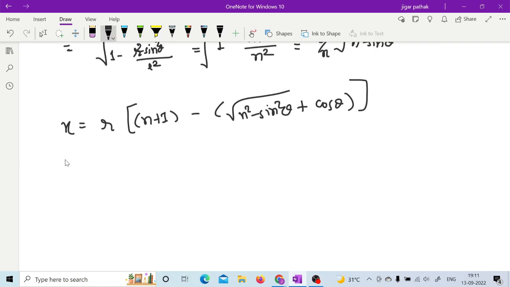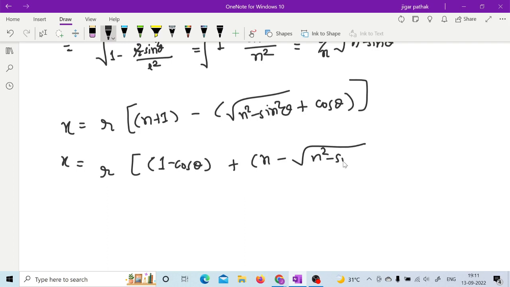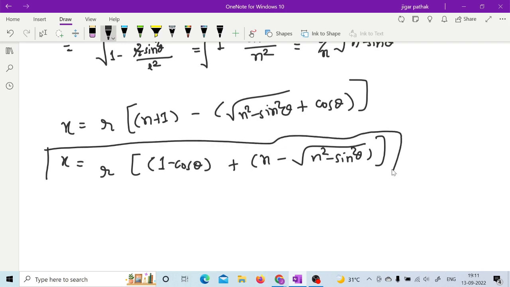If you further rearrange, then what you will get is x equal to r in bracket 1 minus cos theta plus n minus under root of n square minus sine square theta. So now this is actually the equation for displacement of your piston.